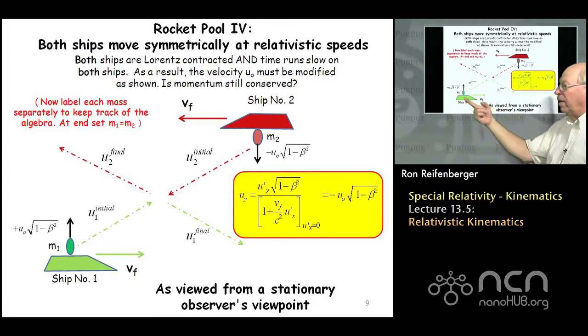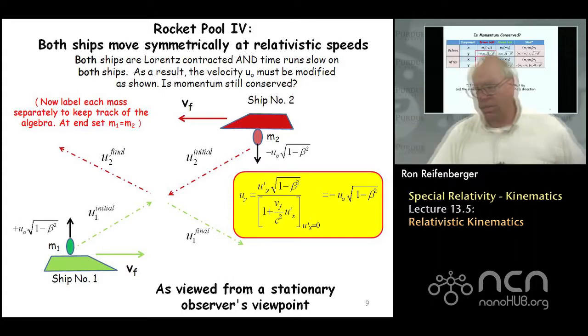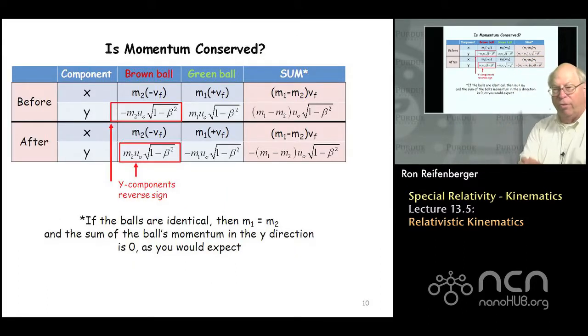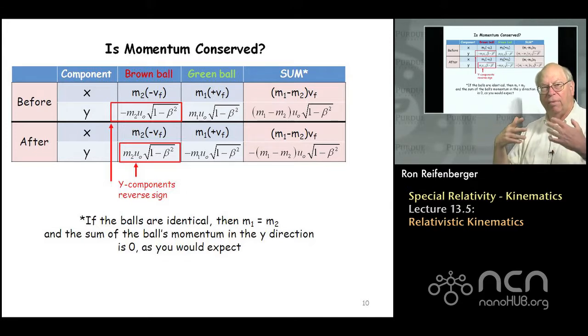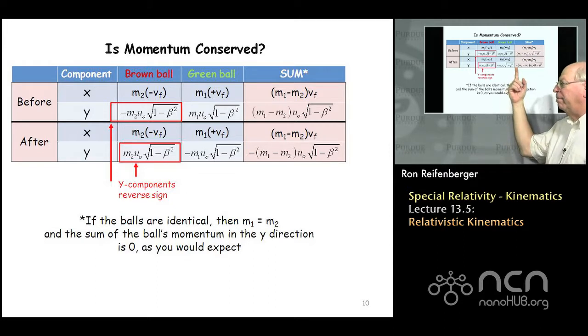And in this example, I intentionally label the balls M1 and M2 so that they're different, right? That helps us track through the algebra. So that's the experiment. Again, I have to go back and ask, is momentum conserved, right? Is the momentum in the x direction the same before the collision as it is after the collision? And the answer is, for the momentum in the x direction, there's absolutely no problem. For the momentum in the y direction, there's actually a minus sign that changes. But that's an interesting result.